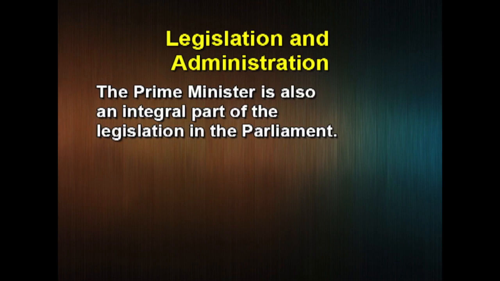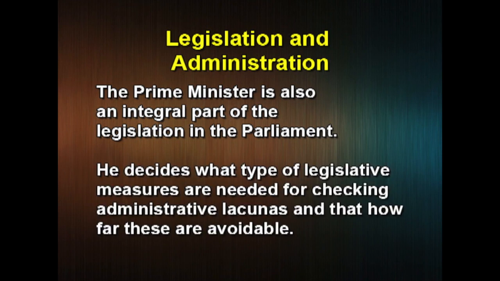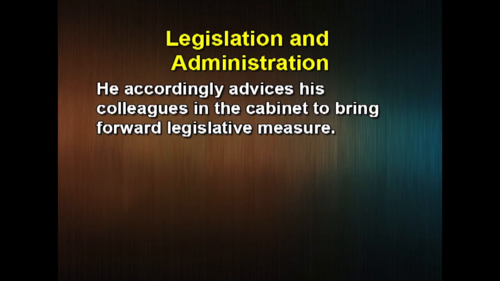This is a power by which the Prime Minister controls even the opposition. Legislation and administration. The Prime Minister is also an integral part of the legislation in the Parliament. He decides what type of legislative measures are needed for checking administrative lacunae and how far these are avoidable. He accordingly advises his colleagues in the Cabinet to bring forward legislative measures.